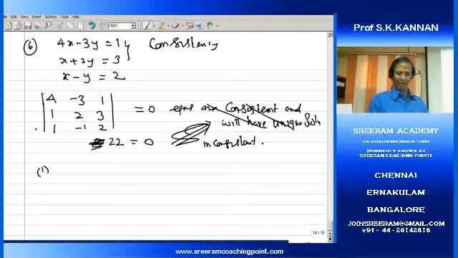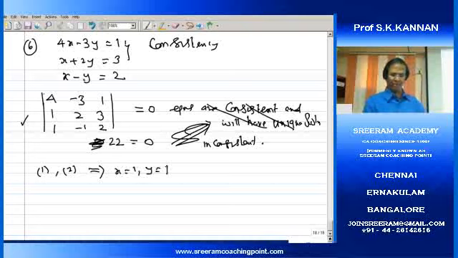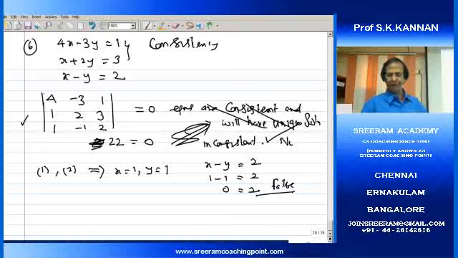Suppose practically you solve 1 and 2, for example, by the ordinary method. If you don't like this method, solving 1 and 2, I get x equal to 1, y equal to 1. Substitute the values of x and y in the third equation, x minus y equal to 2. 1 minus 1 equal to 2. 0 equal to 2. I cannot accept. Whenever I get a false statement, I will tell immediately inconsistent and no solution. We get a false statement, equations are inconsistent and will have no solution.